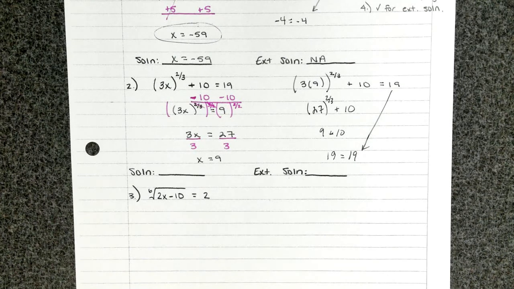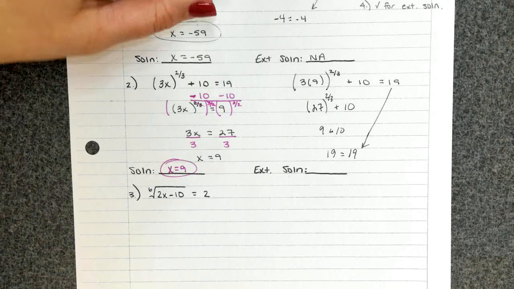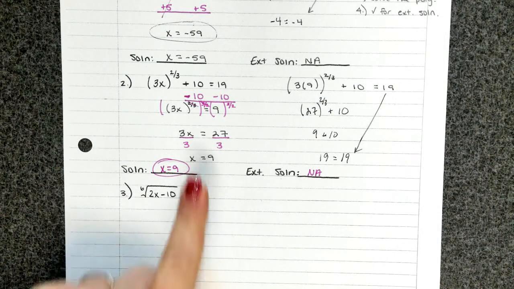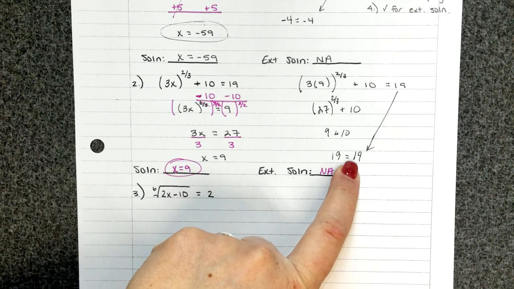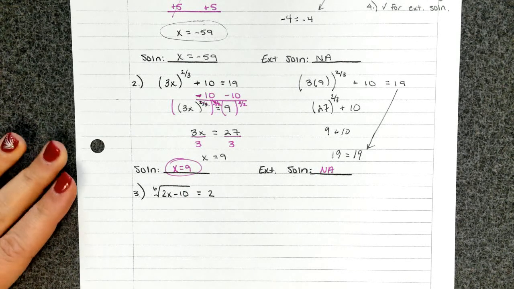Solution or extraneous? Solution. So I'm going to write x equals 9 under solution and write not applicable under extraneous. Remember, you go back to what x was for your solution. Some people in the past have tried to write 19 equals 19 on their solution line. That's not what I'm looking for. I'm looking for what is x.